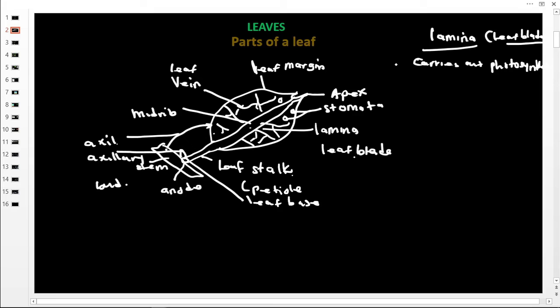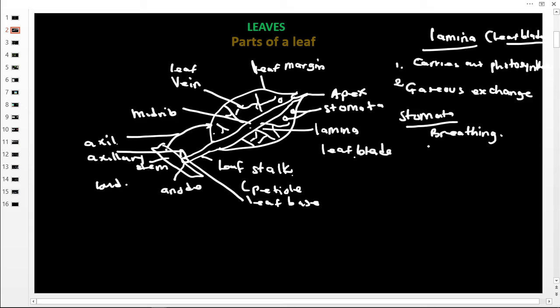Number two, because this lamina holds the stomata, it also carries out gaseous exchange, or it is where gaseous exchange will take place. Then let us now look again at the stomata found in the lamina. These stomata are the actual sites for gaseous exchange. So they are used by plants to carry out gaseous exchange, that is breathing.